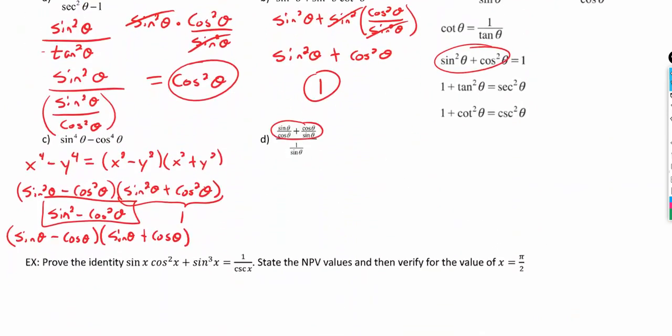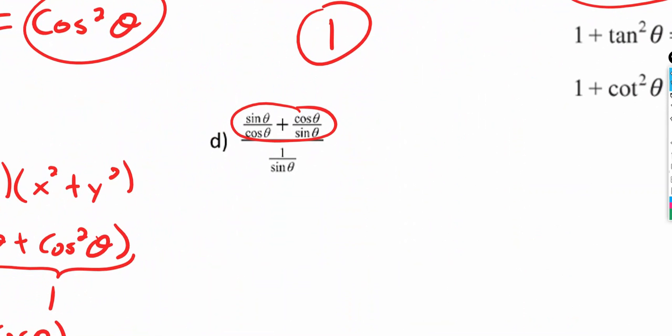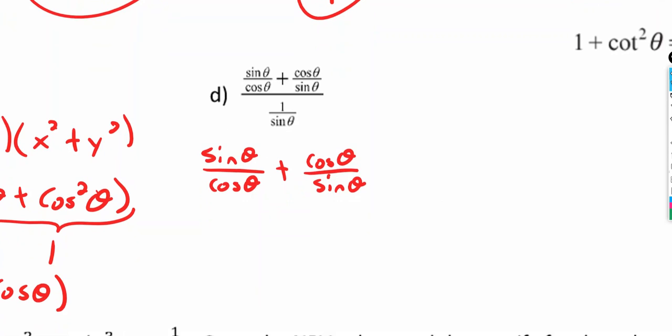Sometimes it's useful to write the stuff I have circled there all over a single denominator. So we need a common denominator there. Let's see if this makes sense. Let's write it out one more time. We've got sine theta over cos theta plus cos theta over sine theta. I'll just deal with this for now, and forget about the bottom for a second. If I want to rewrite this over a common denominator, what would that be? It would be cos theta times sine theta, right?